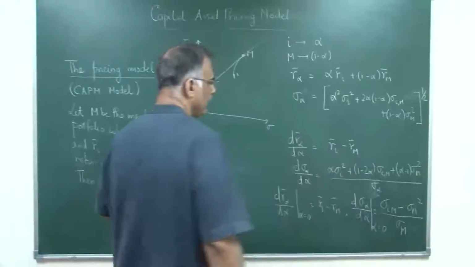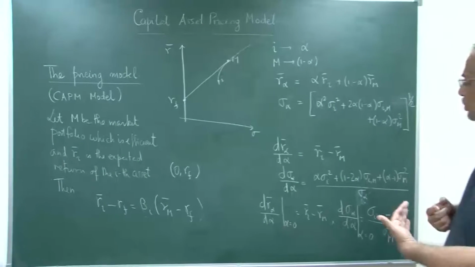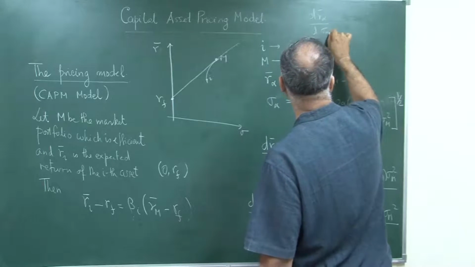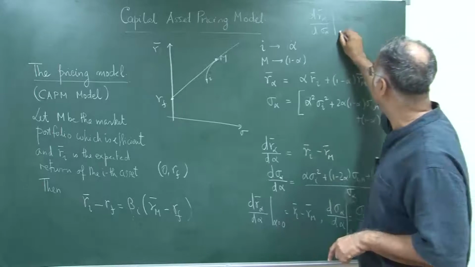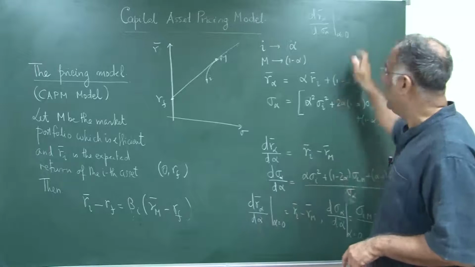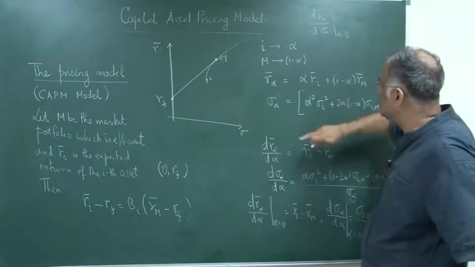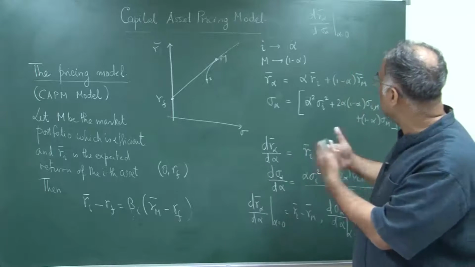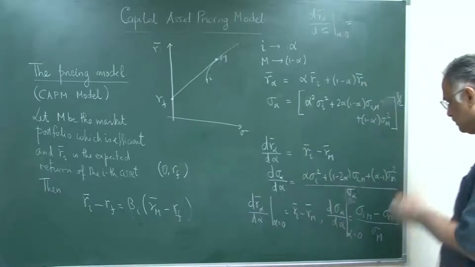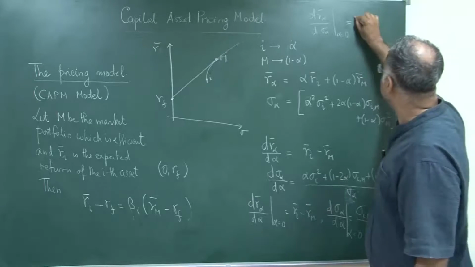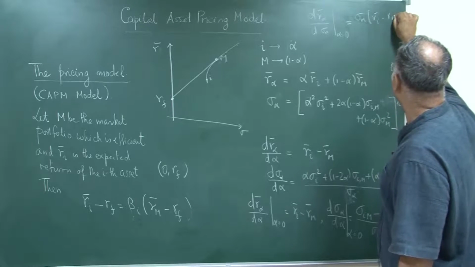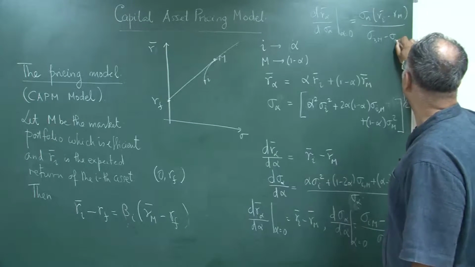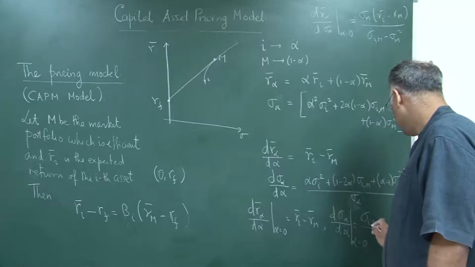Now, once you have this, you want to know the relation between r alpha and sigma alpha. Basically, you want to compute d r bar by d sigma alpha at alpha equal to 0, which is the ratio of this by this, and that is exactly the slope of the tangent to the curve defined by r alpha bar and sigma alpha. Once you do that, what you get is sigma m into r I bar minus r m bar divided by sigma Im minus sigma m square, this is the covariance Im.